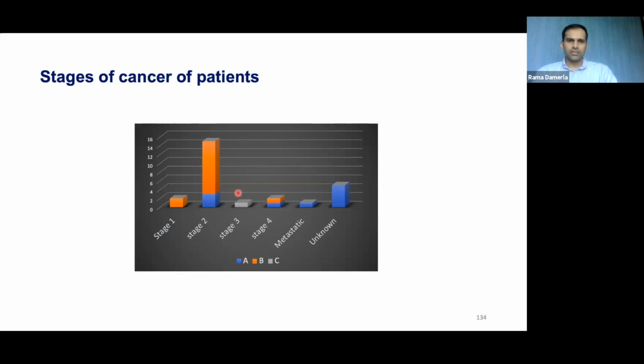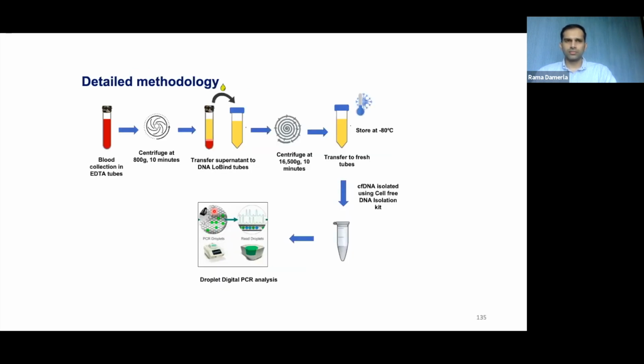As of now, we have collected a few patients. These are all the patients that we have collected. I believe it's around 30 to 35 patients. And these are all the different stages of patients that we have collected. Most of them who come to our center are at stage 2. So this is the detailed methodology.